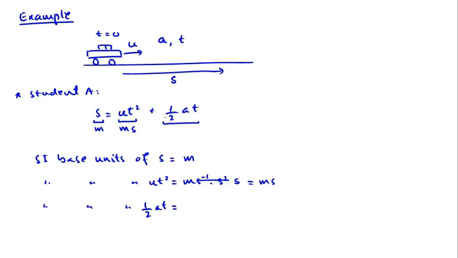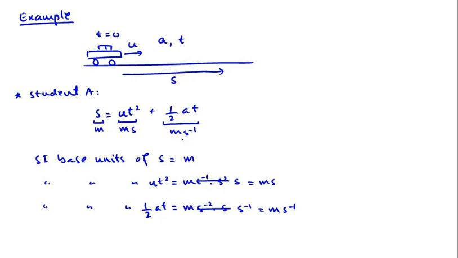Students, note that in the third term, 1 over 2 is a coefficient, and coefficients have no units. So SI base units of the third term half at are equal to SI base units of acceleration a, which are meter per second squared, times SI base unit of time t, which is second. Let's simplify this expression now. Inverse of second squared times second is second inverse. So the whole expression simplifies to meter per second. So meter per second are the SI base units of the third term half at.